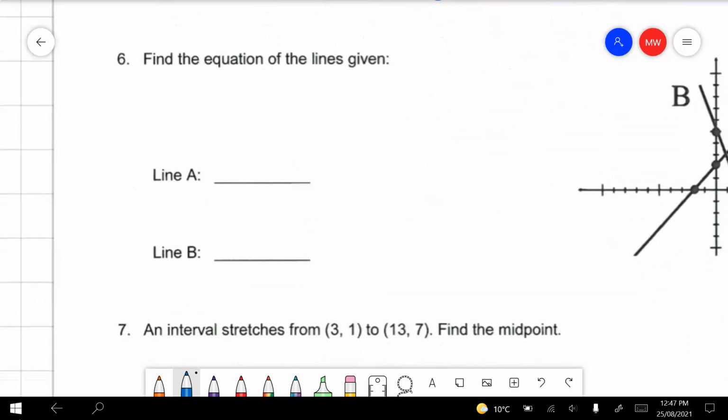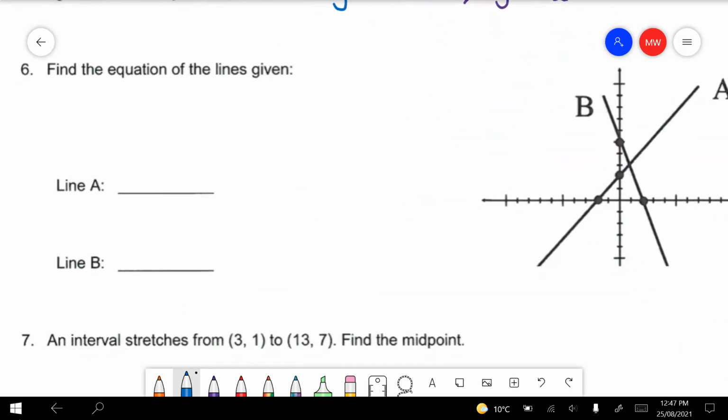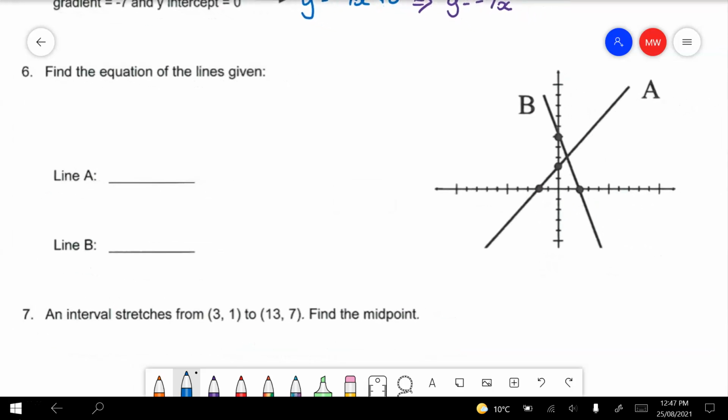Question 6. Find the equations of the lines given. This we need to talk about because what we haven't unpacked yet is gradient, and the gradient's got a formula. The gradient is the rise over the run. There is a formula. It's m equals y2 minus y1 over x2 minus x1. Might be worth pausing the video and writing that down. But what we'll do in this question is we'll just count for it.